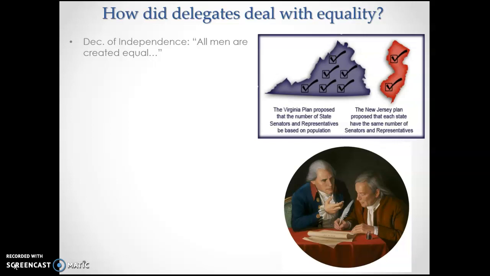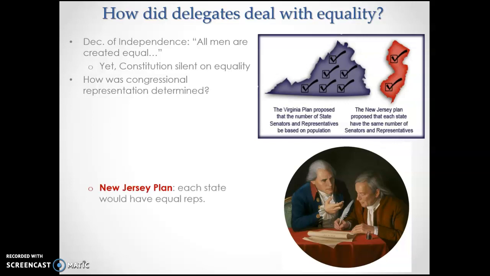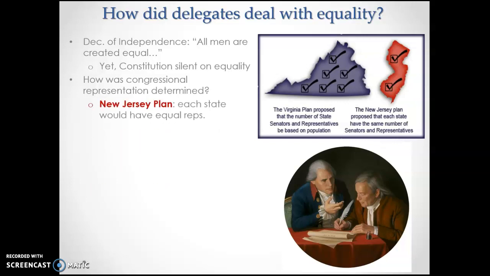And so this issue of how we dealt with equality was a huge one, but strangely, the Constitution, outside of how we count for representation, is pretty silent on equality. And so the issue again was, how is congressional representation going to be determined? We had a number of different arguments being made in Independence Hall. These arguments on how we count people in order to determine congressional representation make a lot of sense when you consider the states themselves.